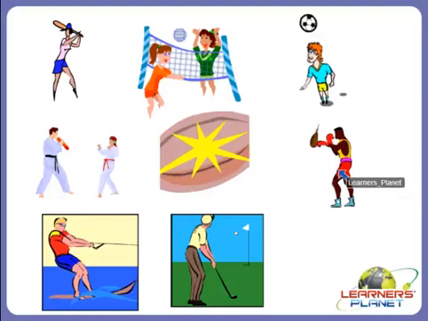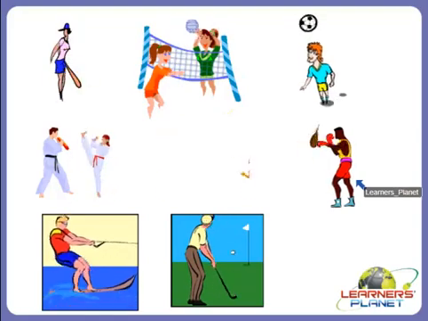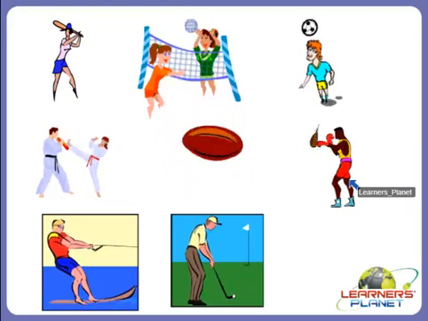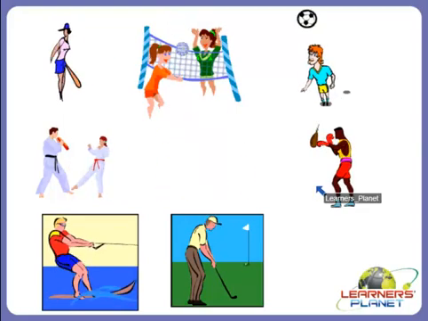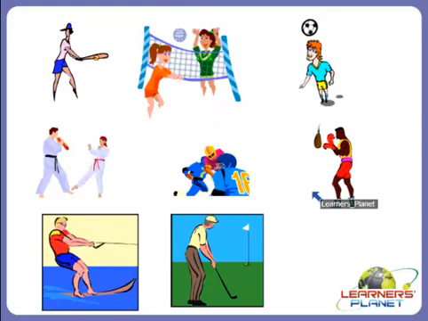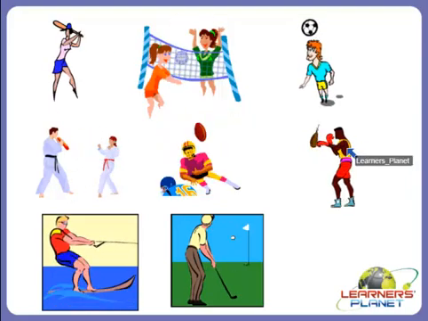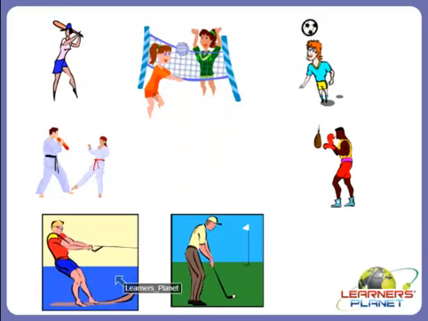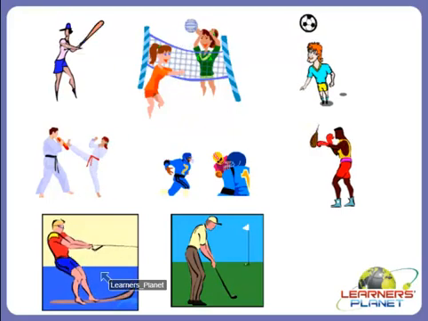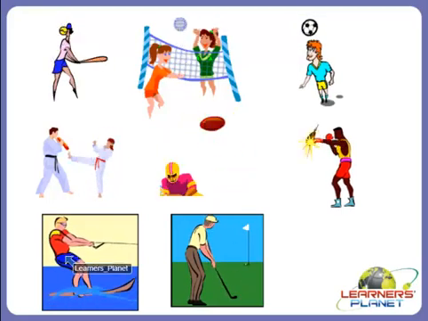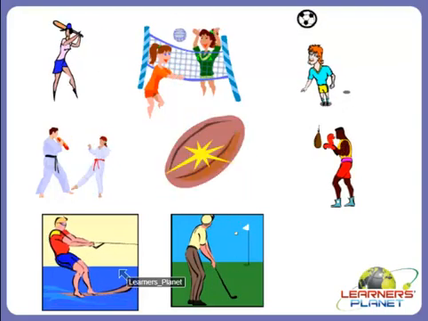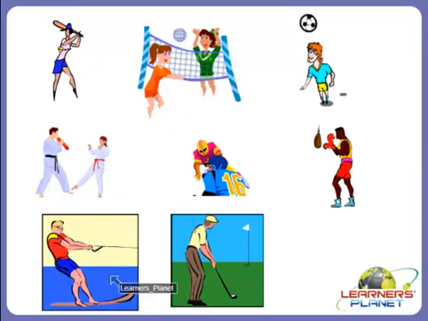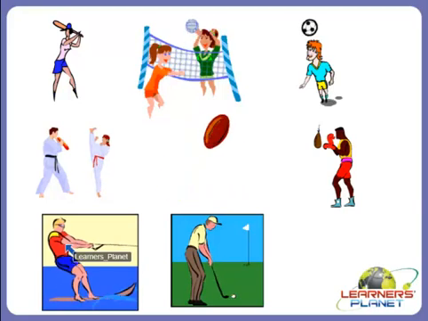This is a picture of a boy boxing. So he is using his arm muscles. This is a picture in which a boy is surfing in the water. So here he is using his arm muscles and the leg muscles too.